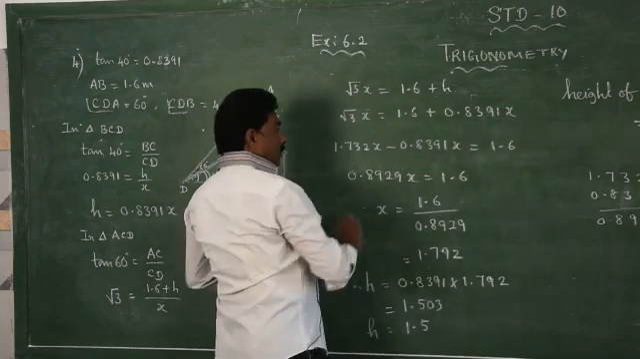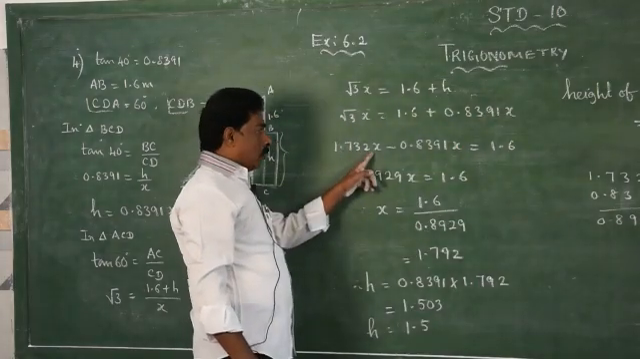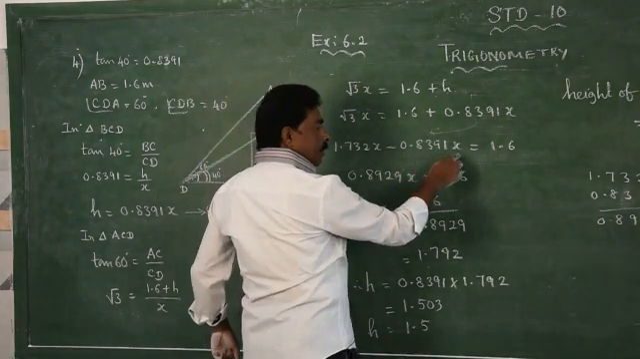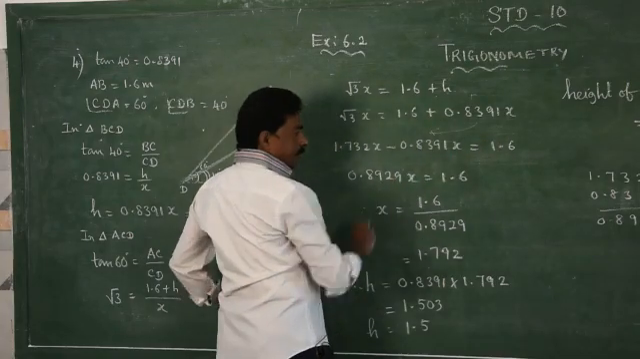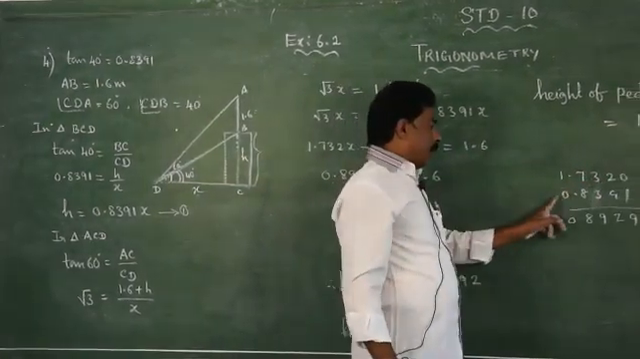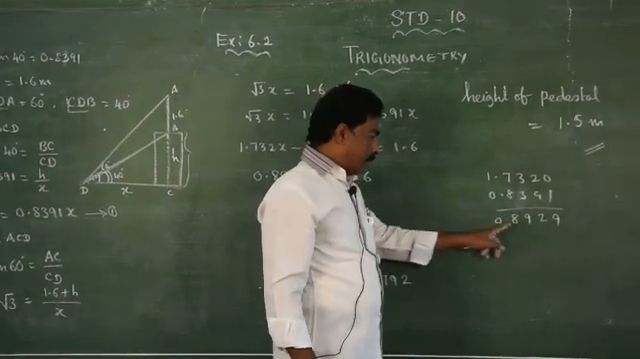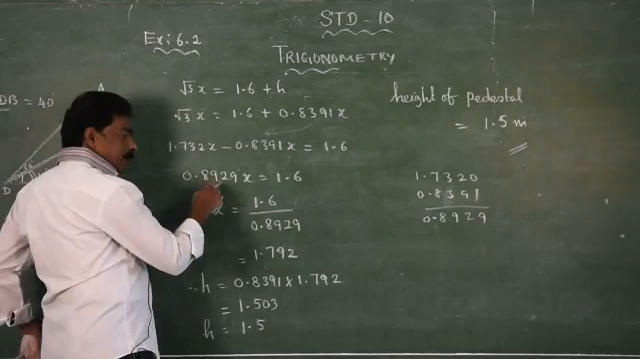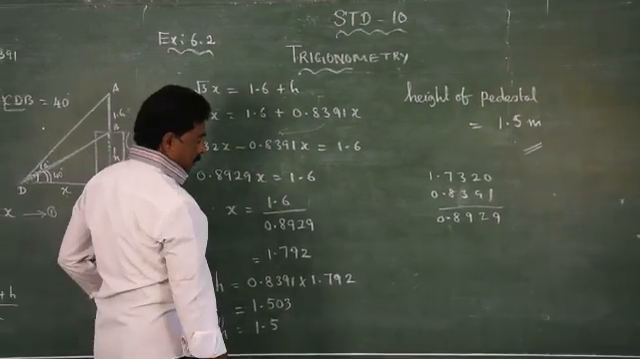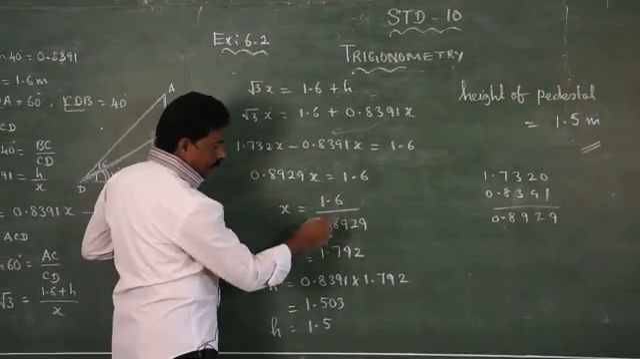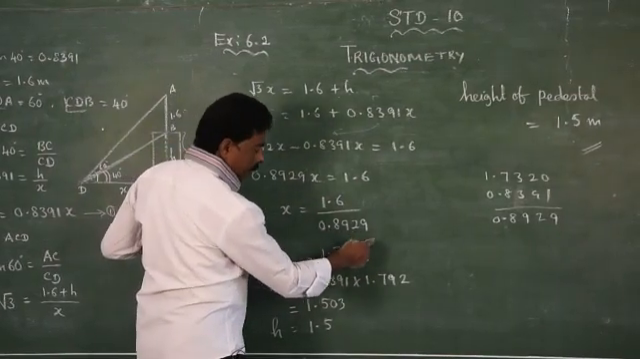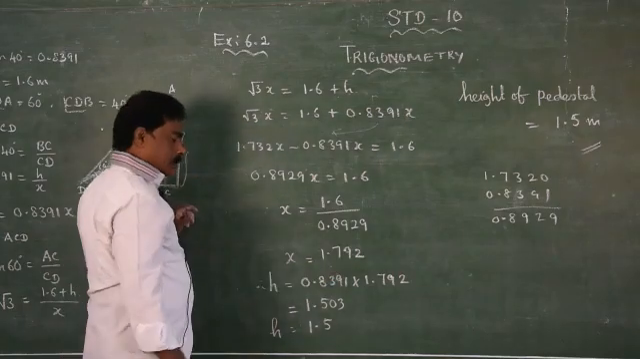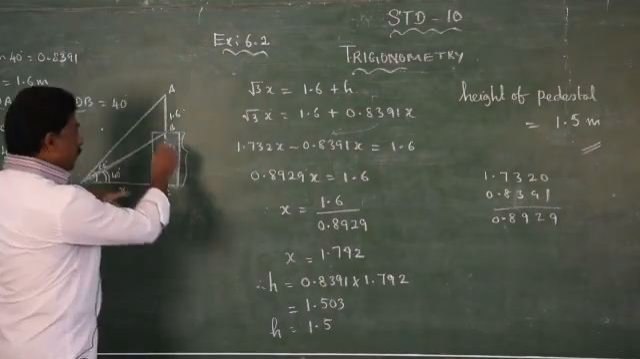Bring all the x to one side. Root 3 value is 1.7321 x minus 0.8391x, this comes to this side, is equal to 1.6. When you subtract 1.7321 minus 0.8391, you will get 0.8929. So 0.8929x is equal to 1.6. Therefore, x is 1.6 divided by 0.8929. When you divide, you will get x as 1.792.